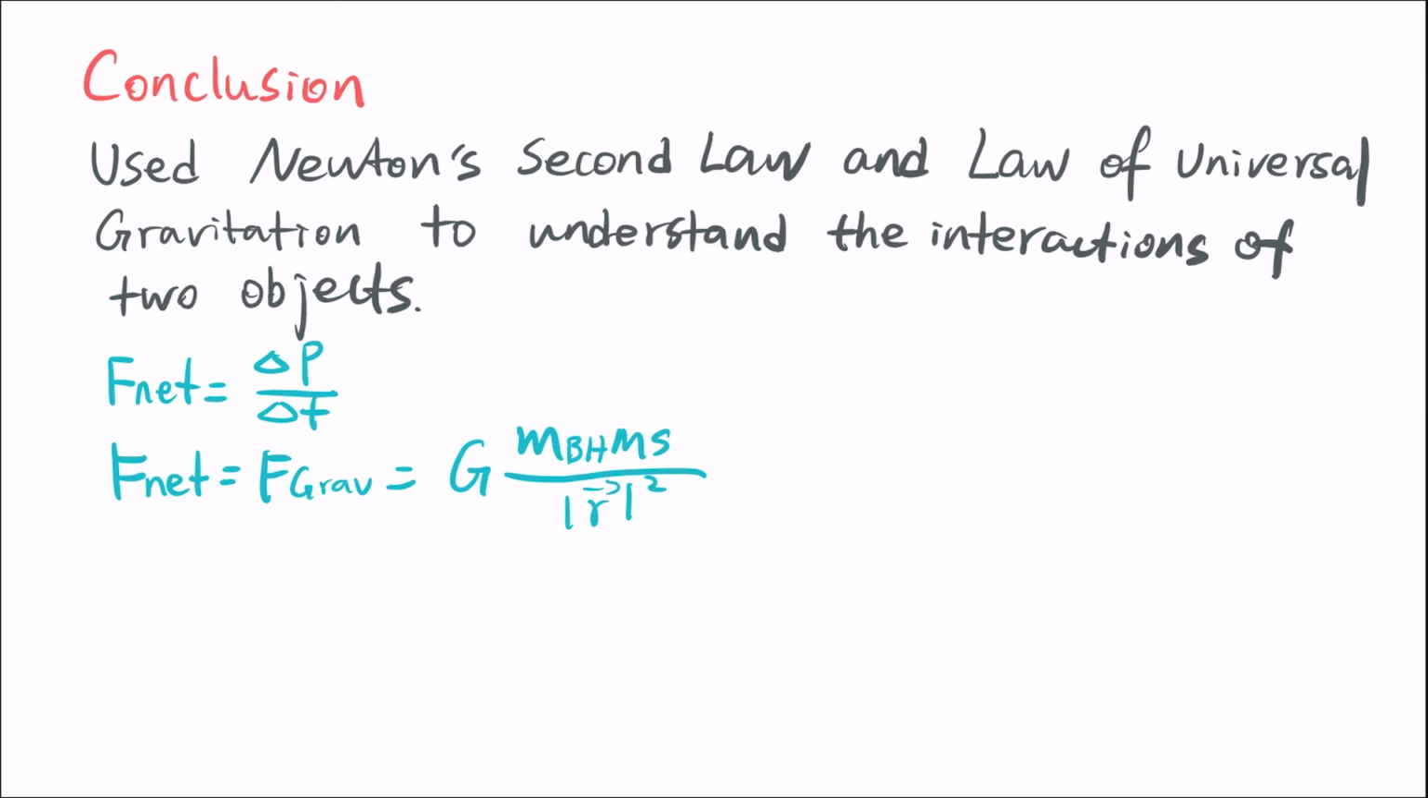So the conclusion is we use Newton's second law and the law of universal gravitation to understand the interactions of the two objects.